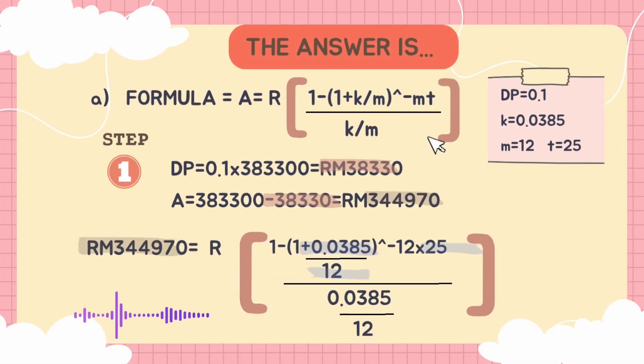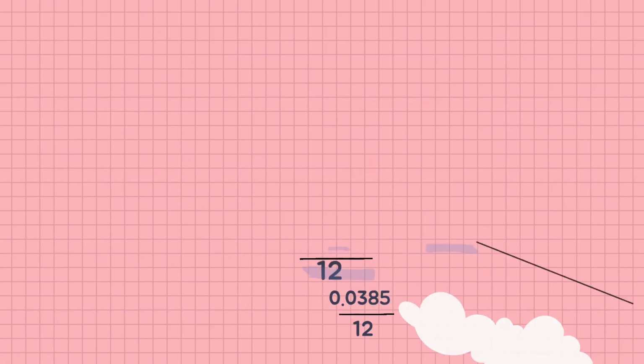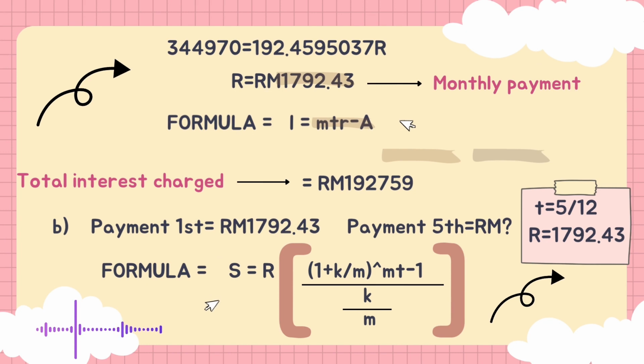In the question, we know DP equals 0.1, K equals 0.0385, M equals 12, T equals 25. That's why we use this formula to find R. For the first step, we must multiply 0.1 with 383,300 ringgit, and we got the total of DP. After that, we must find A. So the 383,300 minus with total of DP, and we got 344,970 ringgit. And we substitute as usual and replace A as 344,970 ringgit. And we got R equal 1,792 ringgit 43 cent. This is for monthly payment.